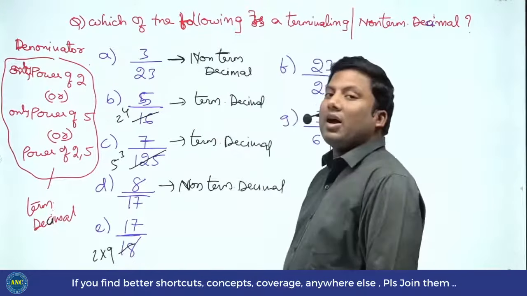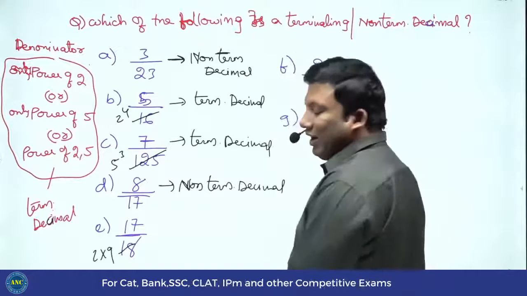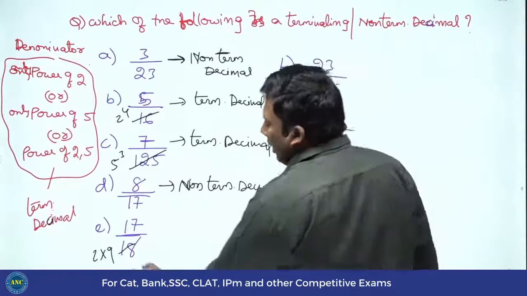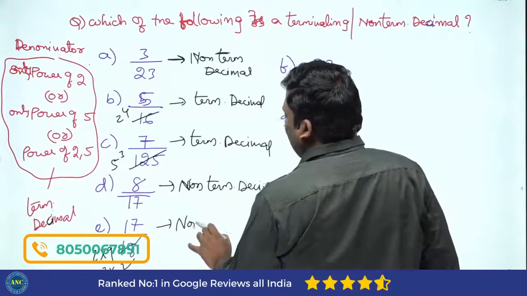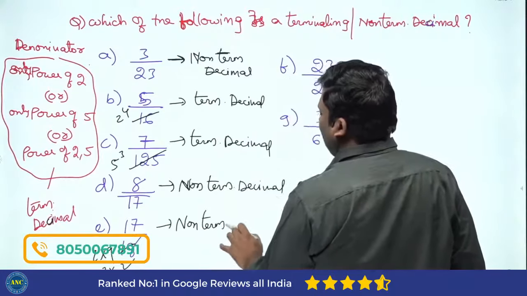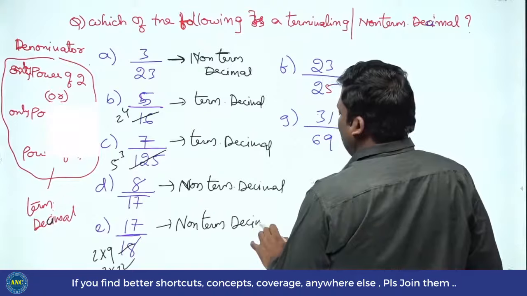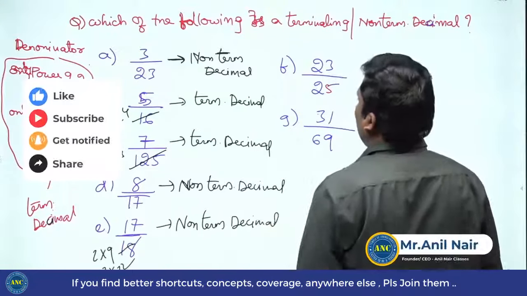18, it is 2 into 9. It should only be a combination of 2 and 5. It is a combination of 2 and 3. Prime bases are 2 and 3. Answer is, it is a non-terminating decimal.